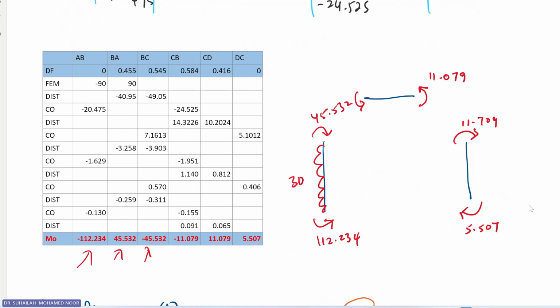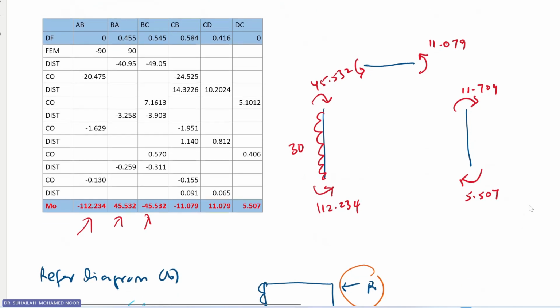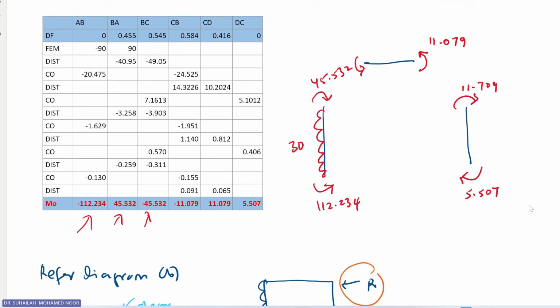The carryover factor is 0 whenever the end is a pin, but now it is all 0.5. All 6 total moments that we get from table number 1 are actually the 6 end moments acting as we have here. For AB, MAB is negative, so we put negative. MBA is positive, so we put positive. So these are all the 6 end moments.